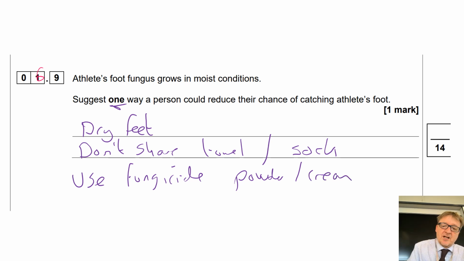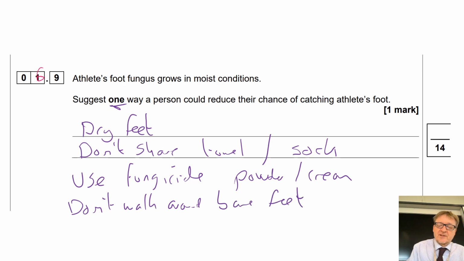Also, if you've got it, or you suspect you might have it, or somebody might have it, or just for purely prevention, just in case, don't walk around in bare feet. Obviously in your own home, that's fine, unless you know somebody's got it. So what we're thinking about is public places and contaminated places.